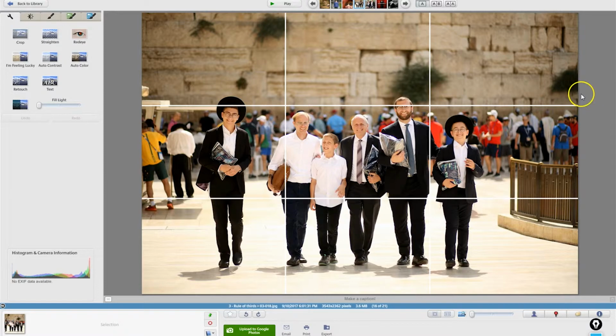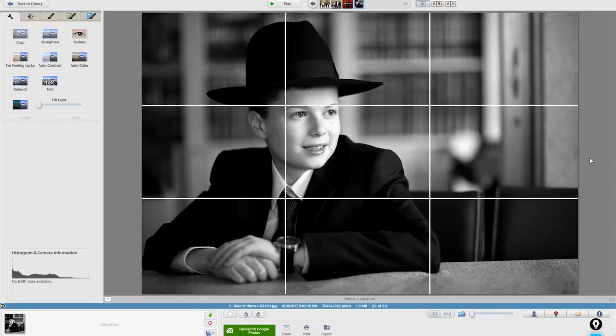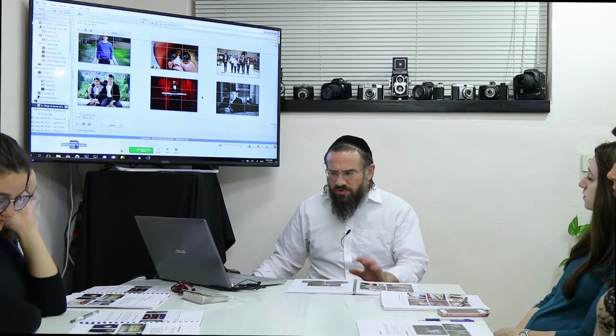The man on the left. This dude on the side, if he moved a little bit further in, yeah, exactly. Okay. So that's the rule of thirds in a nutshell. There's a lot to talk about in regards to the rule of thirds. We're going to get into that a little bit later on.